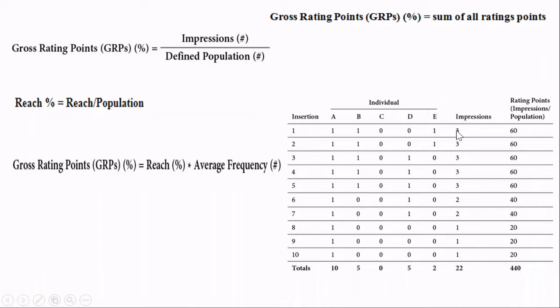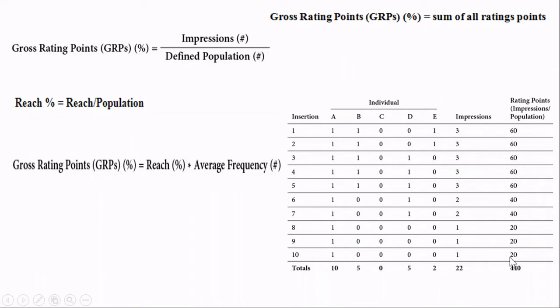So to calculate this number, it's just 3 divided by the population, which is 5. You would include all 5 individuals in the denominator, regardless of whether they saw the ad or not. So ratings points is going to be 3 divided by 5, which is 0.6. Multiply that by 100, you get 60.